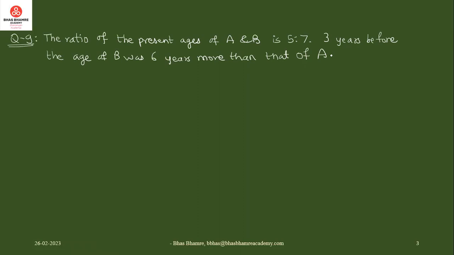3 years before, the age of B was 6 years more than that of A. Full stop. Find the present age of A.